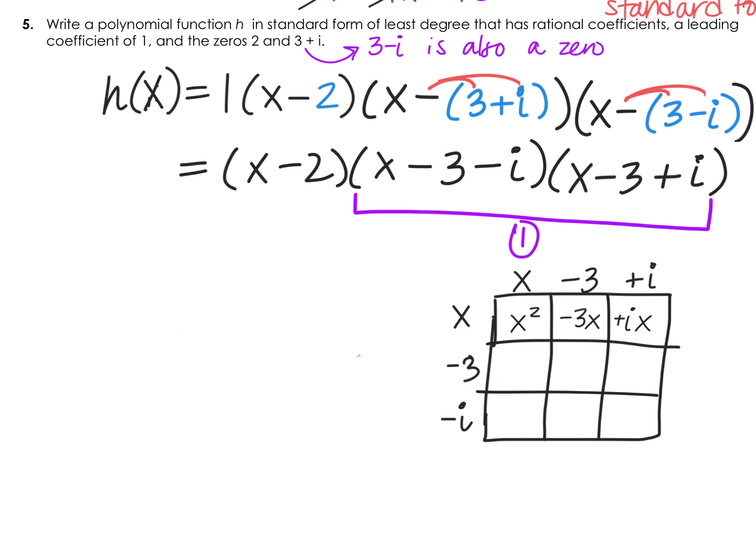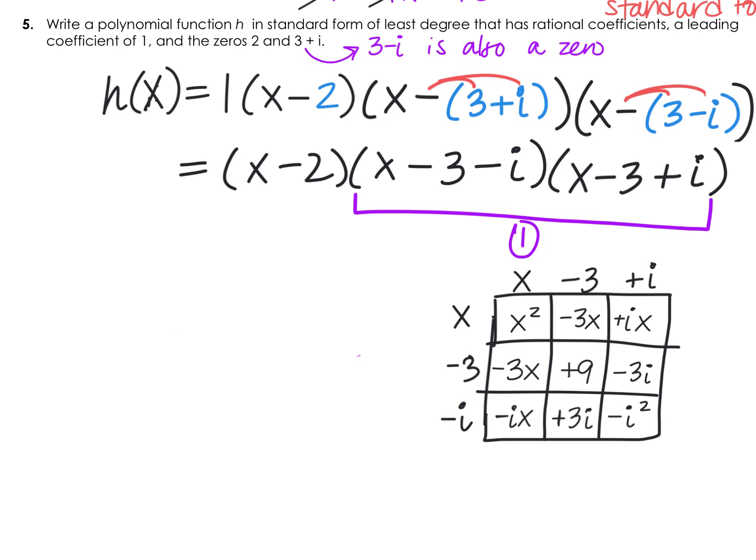Now we're multiplying negative 3, so that's an easy one. Negative 3x, positive 9, and negative 3i. Fun. Okay, and then the last one, we're multiplying negative i. So negative ix, this would be a positive, because negative times negative, positive 3i. And what is my last term? Negative i times positive i. Negative i squared. Okay, we'll come back to that.